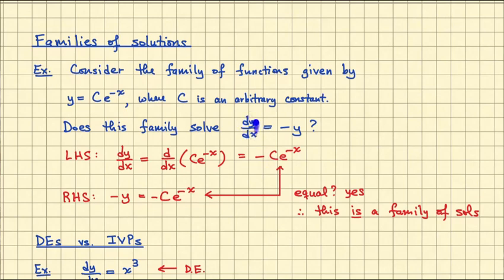That's our left-hand side. We independently compute our right-hand side. Our right-hand side is negative y, so that should be negative c times e to the minus x. And there's nothing more we can do, so now we compare. Are these the same? Yes, indeed they are. They are the same because this is the same c here as we have here.